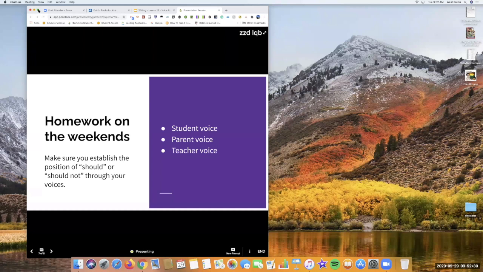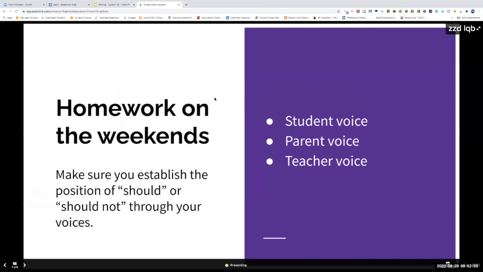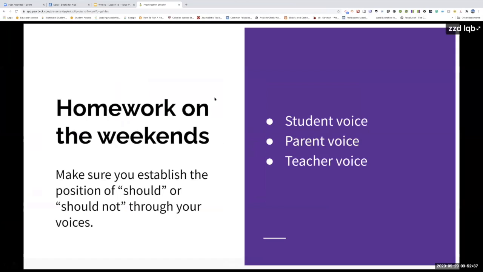Okay, so let's come back. I'm going to share my screen again, and then we're going to talk about the assignment that I'm going to have you do here in just a moment. So share screen. Okay. So here is what we're going to do, and I'll explain this. You're going to write somewhere between 9 and 15 sentences using 3 different voices.